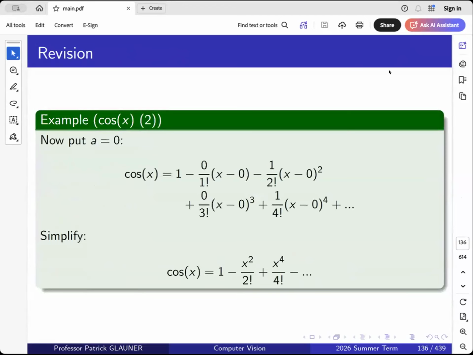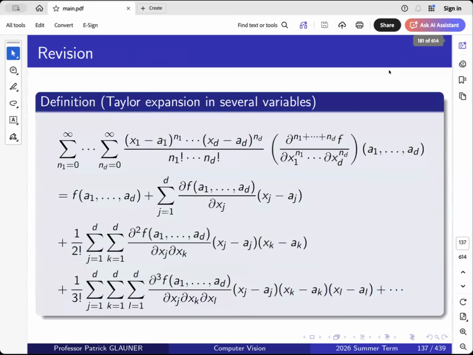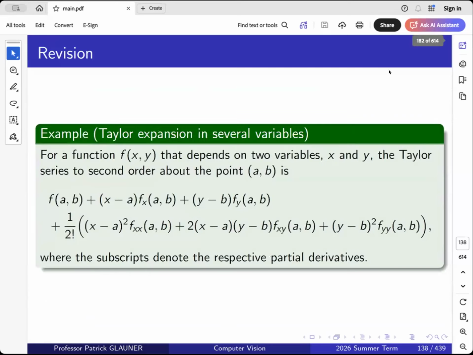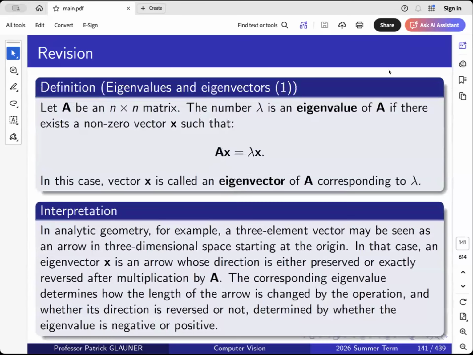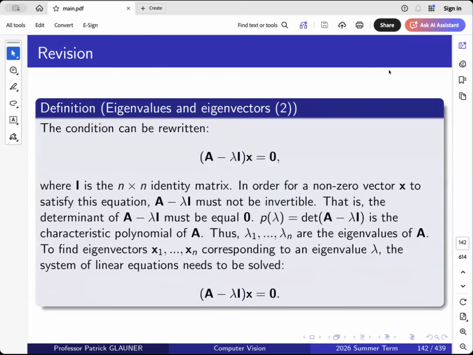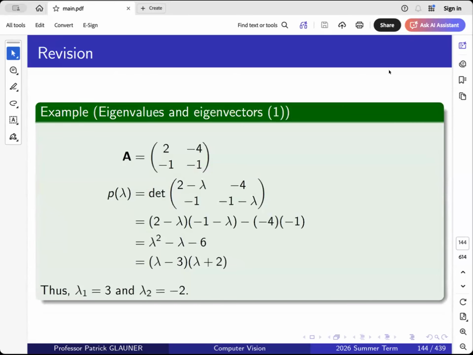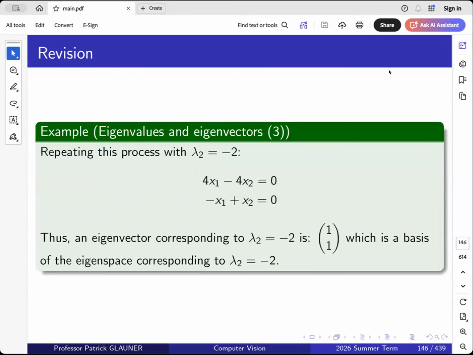So today you learned, in addition, some math. You saw what Taylor expansion is useful for, what eigenvalues and eigenvectors are useful for. If you want to revise eigenvalues and eigenvectors, we have some examples here in the slides.